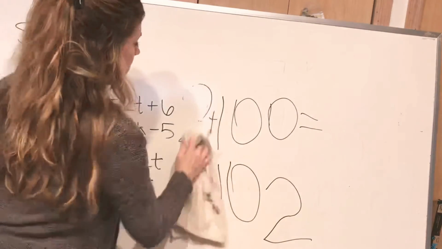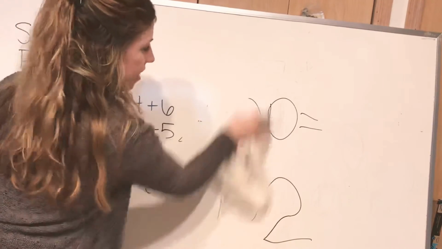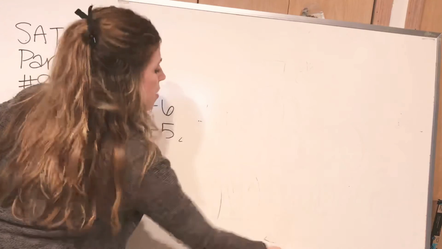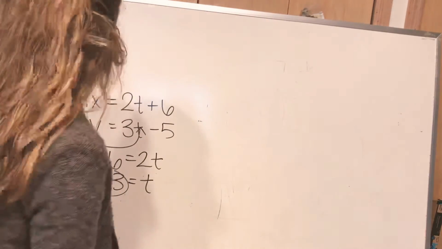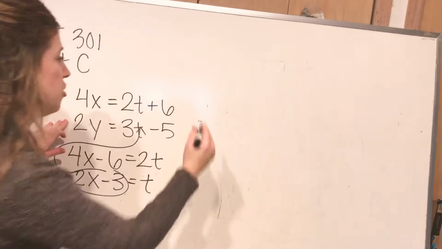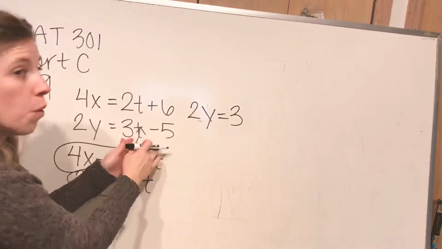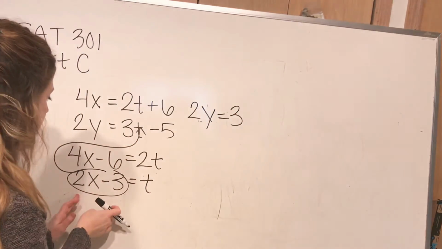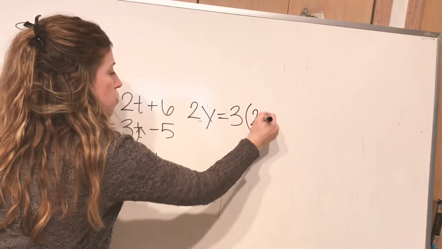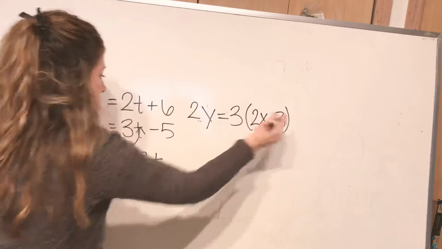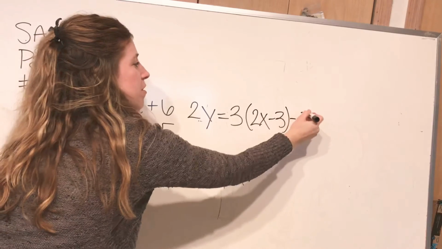Now, unfortunately, I'm going to have to get rid of some of Tenley's math here. And here we go. We're going to make that substitution. So in that second equation, we have 2y equals 3. Oh, wait, instead of T, I am going to substitute 2x minus 3, and we have minus 5.